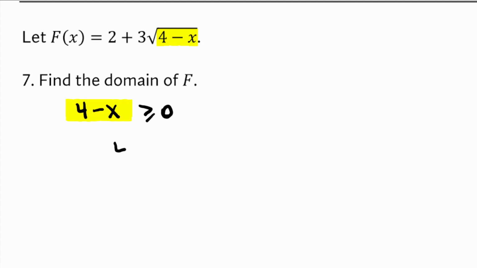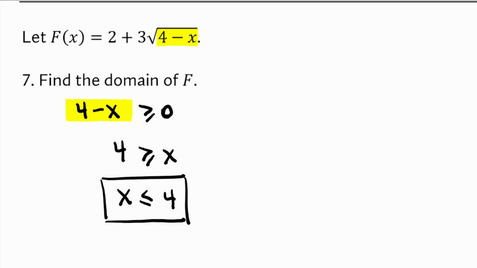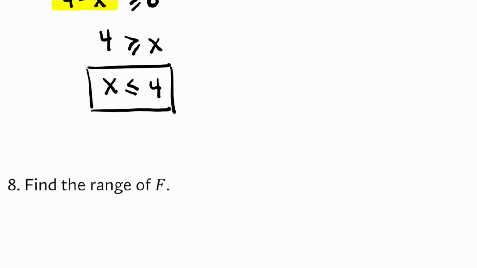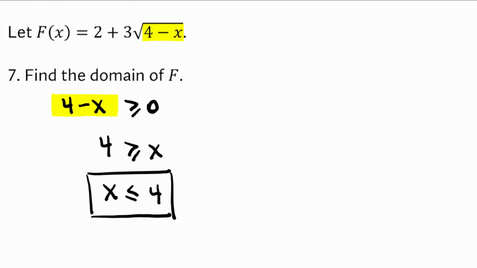You could solve this another way if you wanted. But I'm just going to add x to both sides and say that means x is less than or equal to 4. And that's going to be the domain of f. The range of f: what's going to happen with the y values here? Well, I'm always going to have this 2 here, and then I'm going to add on 3 times the positive square root of 4 minus x.